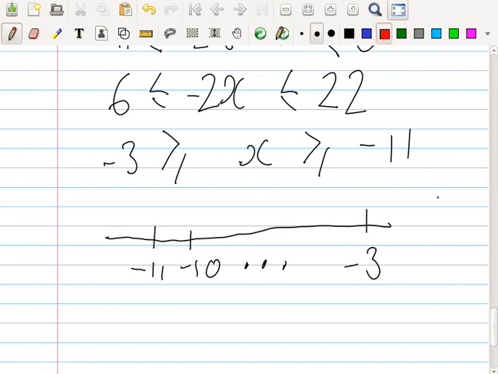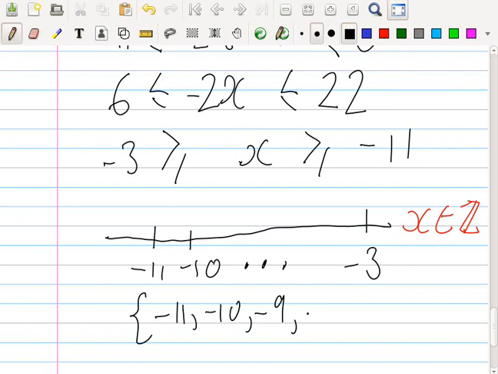The question also says x is an integer. So, do I use all of these? Some of these? What do we think? I use all of them. So my answer is -11, -10, -9, dot, dot, dot, all the way to -3. That's my answer.